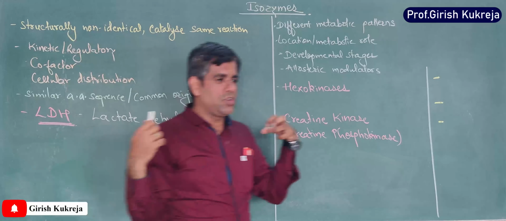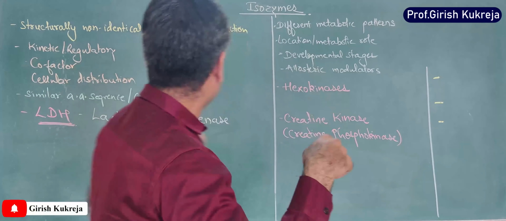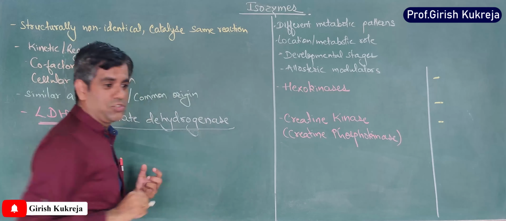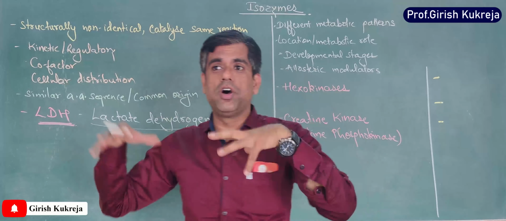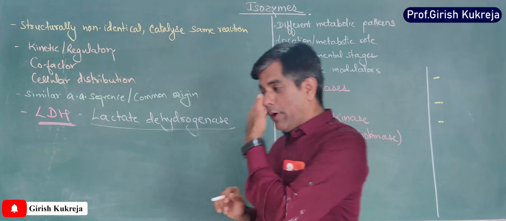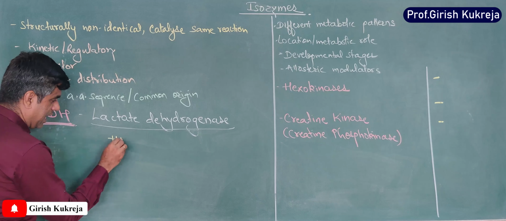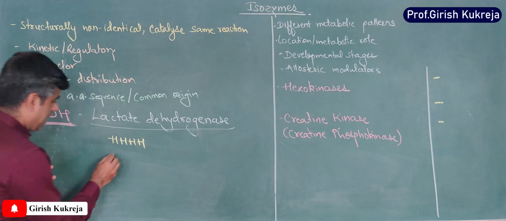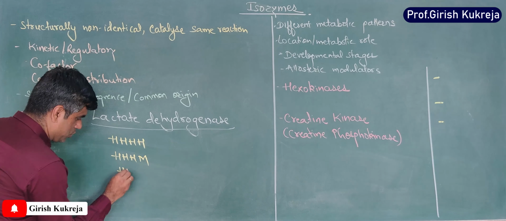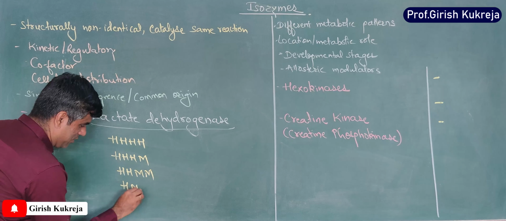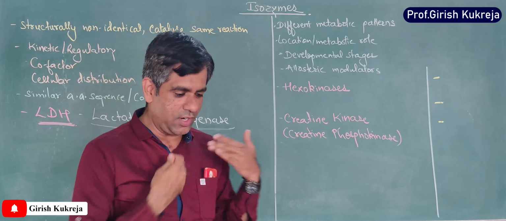One of the isoenzymes which was discovered first, the one we probably study the most, is lactate dehydrogenase, popularly referred to as LDH. It is a tetrameric enzyme which has four polypeptide subunits coming together and forming one enzyme. Now I have two different types of subunits here, right? I have an H type of subunit, so I can have all of them as H. I have M also as a subunit, so I can replace one of the H's with M, I can replace two of the H's with M, I can replace three of the H's with M, and I can replace all of the H's with M. Now, H stands for heart.